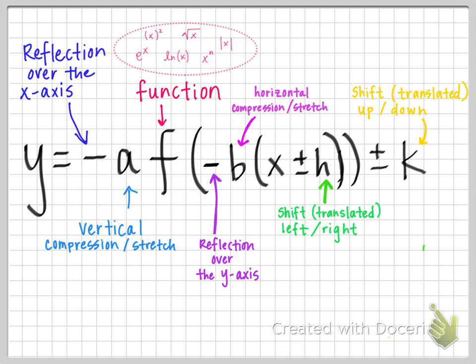Now remember, these variables sometimes in different texts might be different letters. So I do challenge you to remember that variables can be different. So if you look at a different form of text, maybe they put a C instead of H or a D instead of K. Be aware of that. Things to just keep your mind open to.